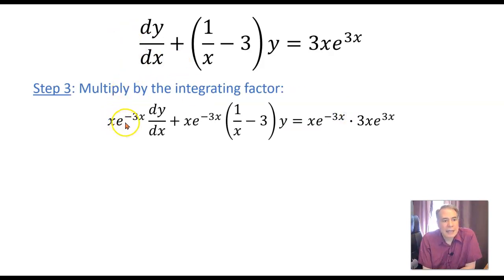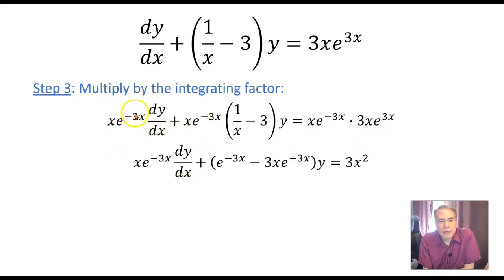So we get x times e to the negative 3x times dy dx plus x times e to the negative 3x times 1 over x minus 3 times y equals x times e to the negative 3x times 3x e to the 3x. And if I multiply some things out, if you take x times e to the negative 3x times 1 over x, the x times the 1 over x is just 1, so that part is e to the negative 3x. Meanwhile, we take this times minus 3, and we get minus 3x e to the minus 3x. So we got all of that times y.